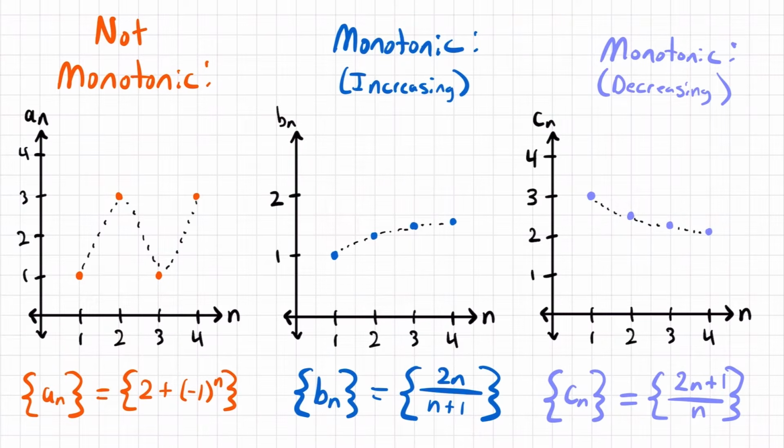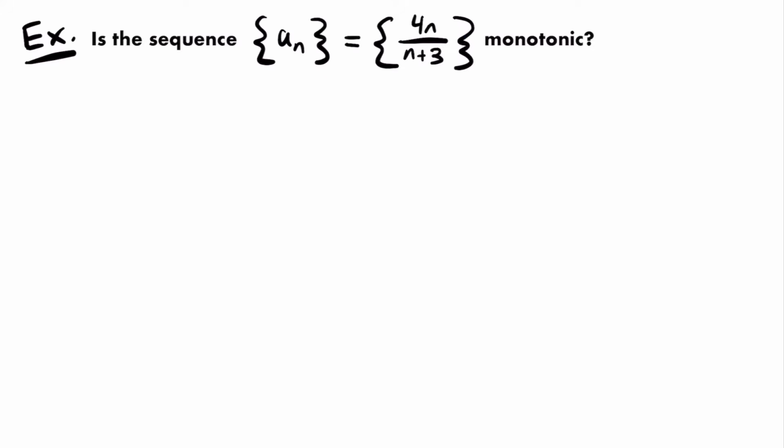Alright, so hopefully these graphs help you to visualize what exactly monotonic sequences are, and what they really look like when you graph their terms, but now we're ready to actually look at a sequence and determine if it's monotonic or not. Here's our first example. We want to know, is the sequence a sub n equal to 4n divided by n plus 3 monotonic?